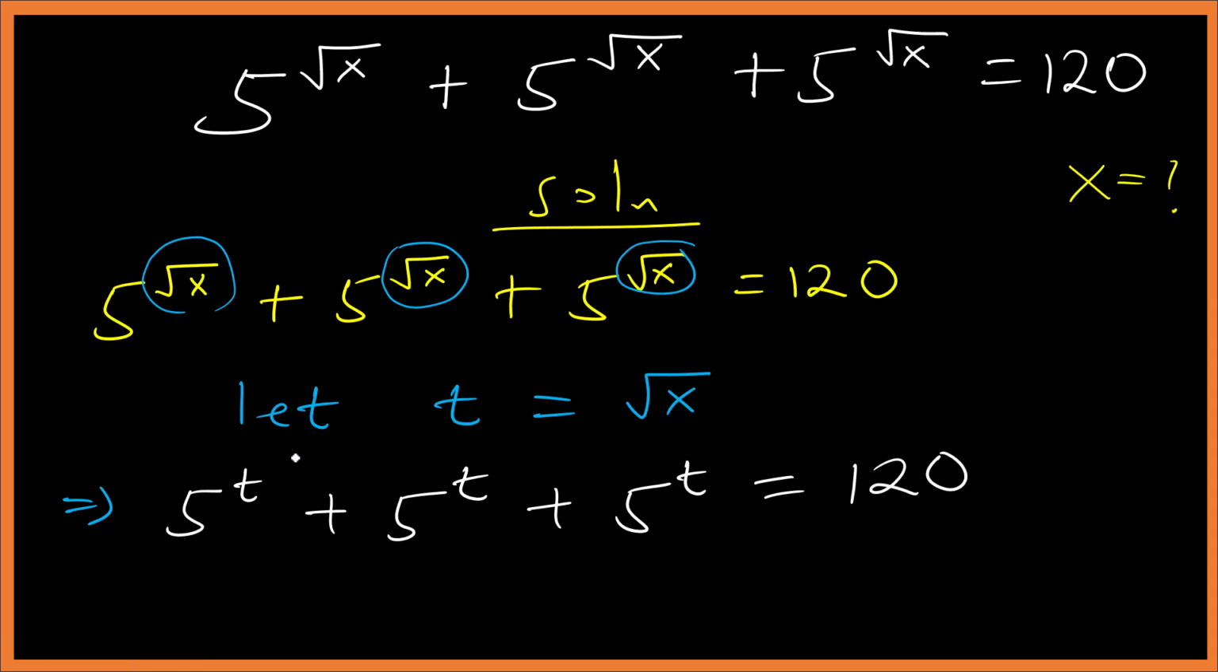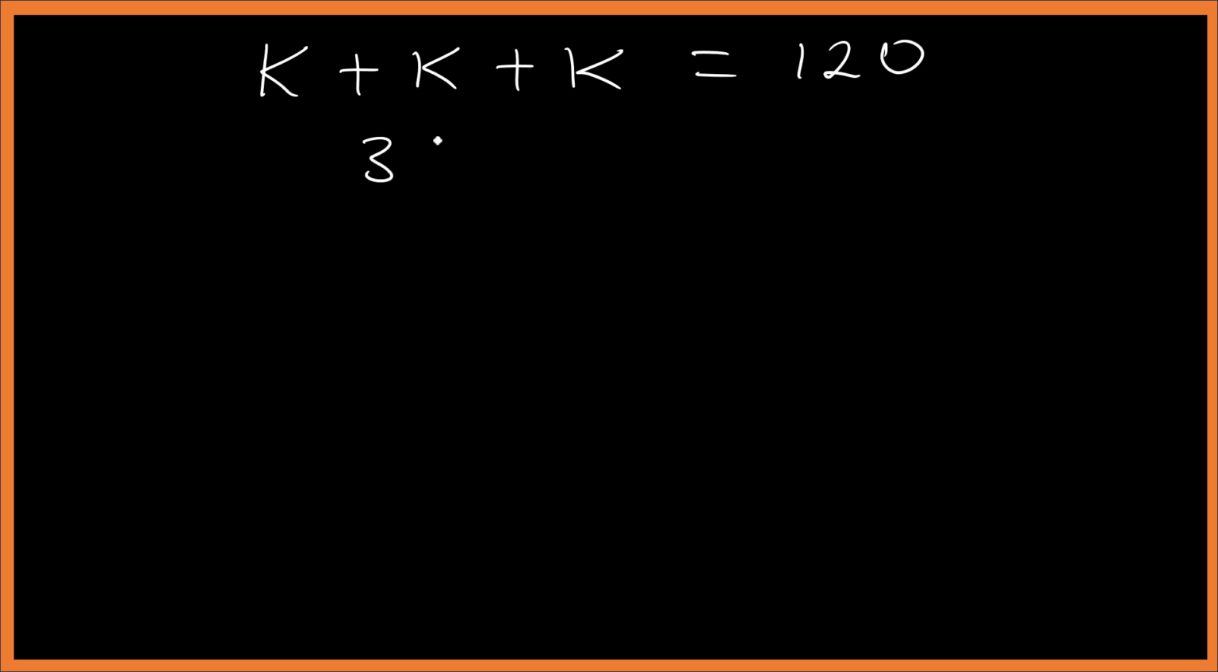All right. Now, because we have 5 with t throughout, you can also let the variable with that. Let 5 exponent t be k. Okay. So in going back, this side will be k plus k plus k equals 120. So k plus k plus k is 3k equals 120. So let's divide both sides by 3.